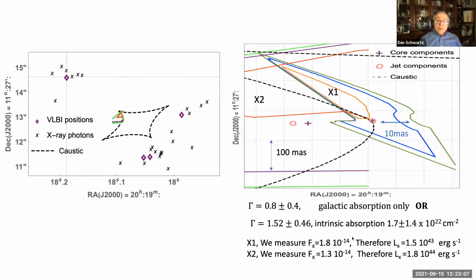In the intrinsic 0.5 to 7 kilovolt band in the rest frame, the stronger source is really very much less luminous because it's magnified very much more being inside the caustic. So it's more than an order of magnitude less luminous.